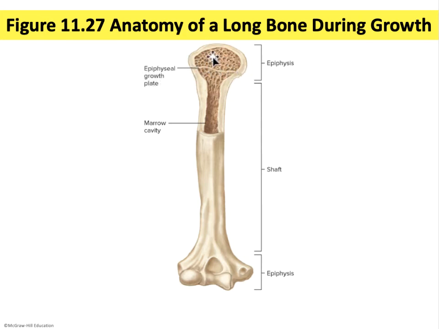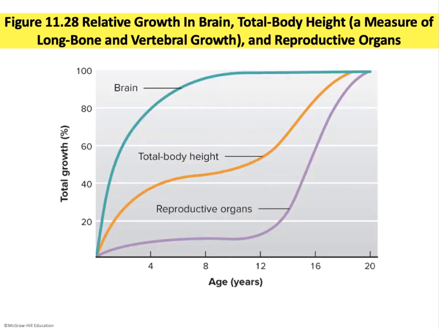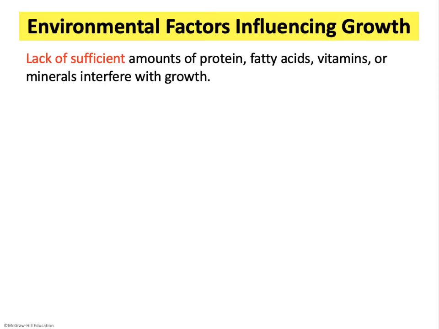So that's the boundary between the shaft and the epiphysis of the bone. Figure 11.28 shows a quick relationship from birth until adulthood of the relationship between the size of the brain, that organ, the total body height, and the reproductive organs. We tend to assume that growth of an individual, the height, is related to the genetics of the parents.